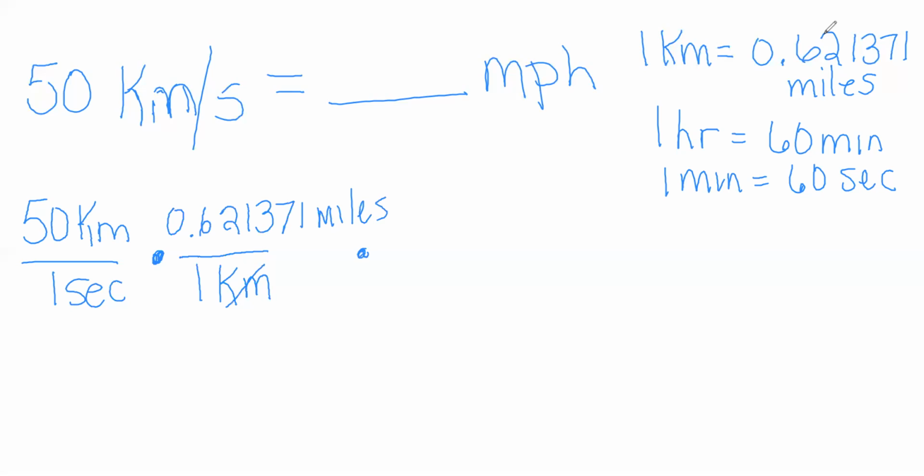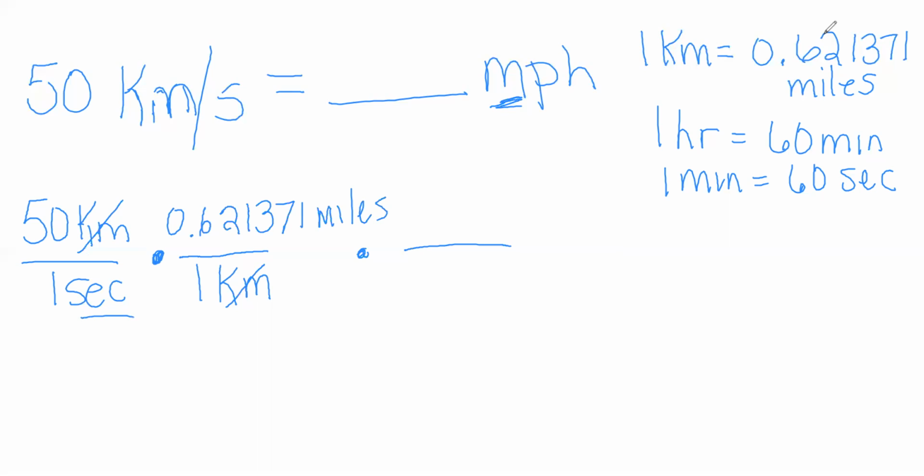Okay, so now we're going to eliminate our kilometers. That's gone, and we got our miles, because that's what we want. Look right here, we want miles per hour. So now we worked that part out. We've eliminated kilometers and we've got miles, so we're good. But now we've got to deal with the time aspect, so we've got to do another multiplication, another fraction here.